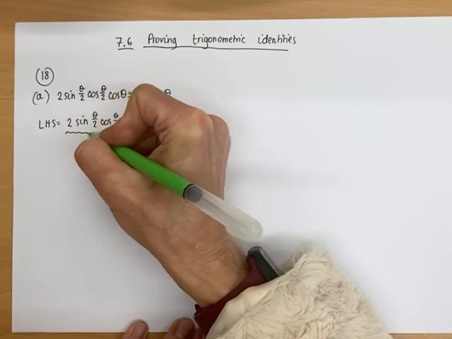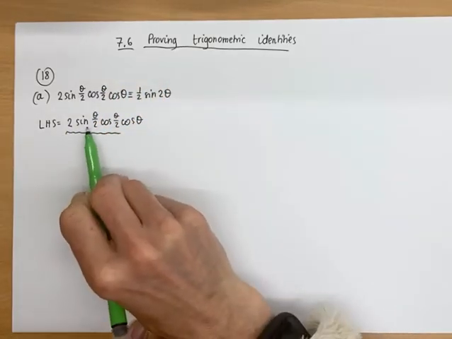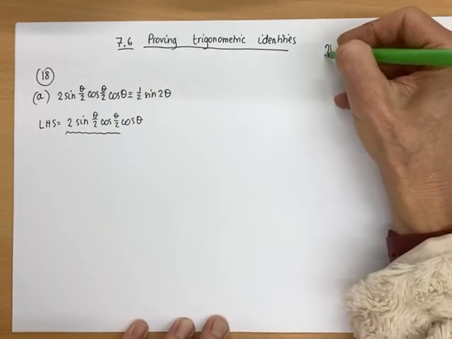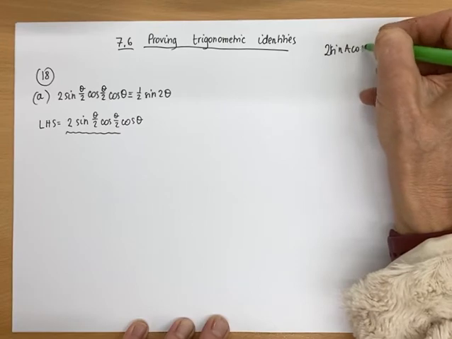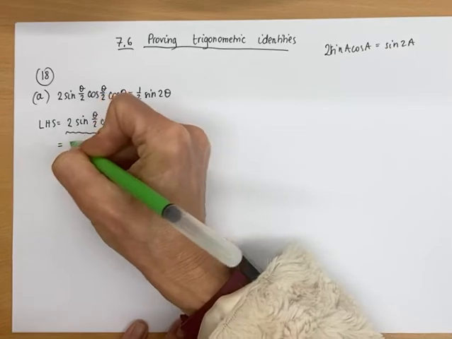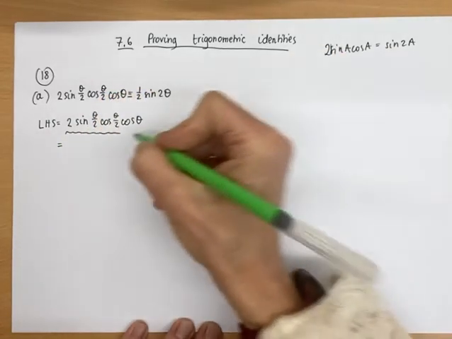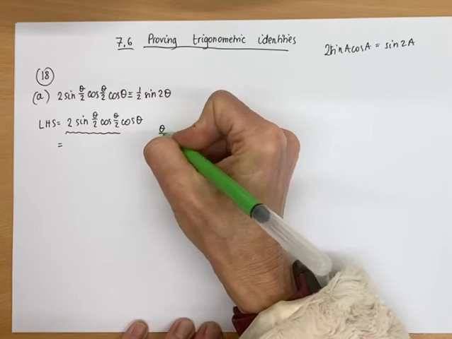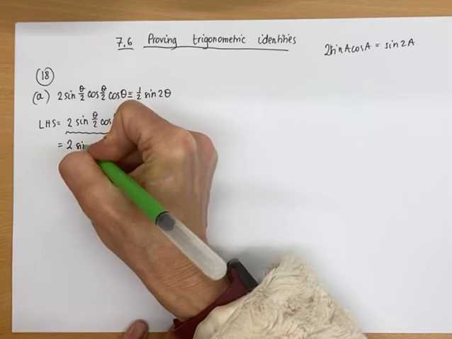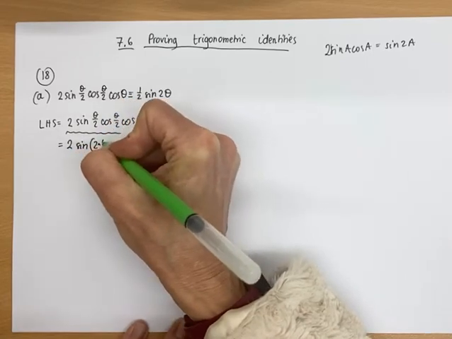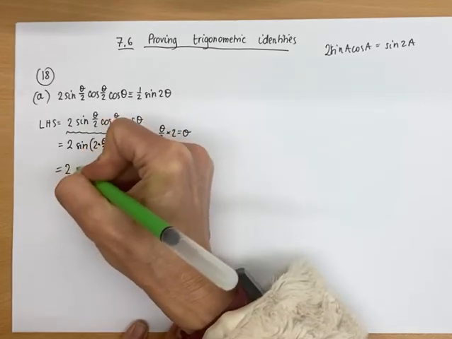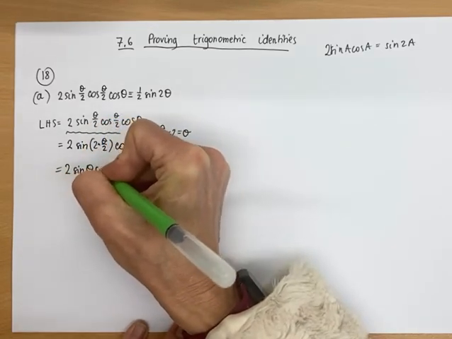And you can see clearly that you have got 2 sine A cos A, and 2 sine A cos A is equal to sine 2A. It's a double angle formula. So this can be replaced with a double angle of theta over 2. So theta over 2 times 2 is equal to theta. Let's just actually write it 2 times theta over 2 clearly. And then cos theta.